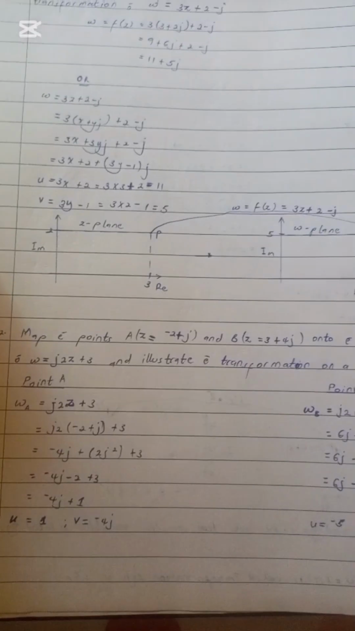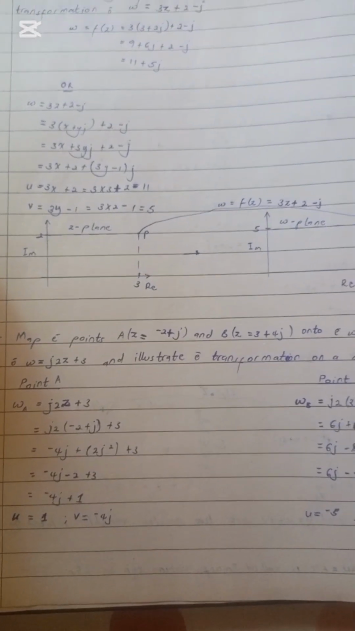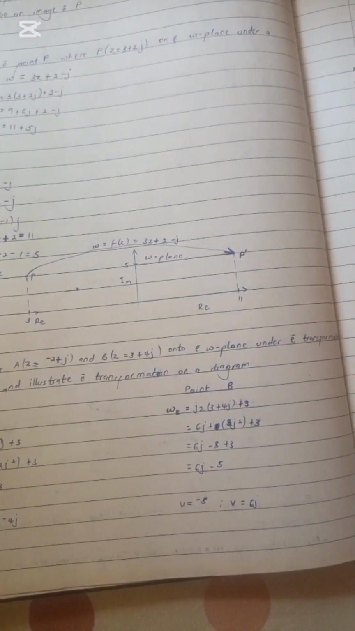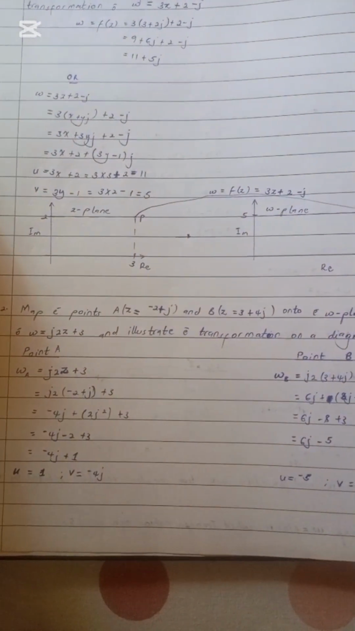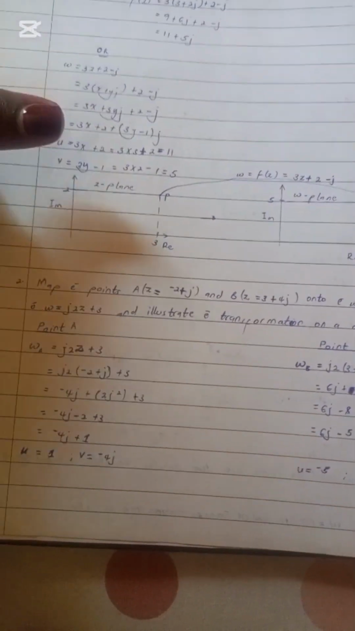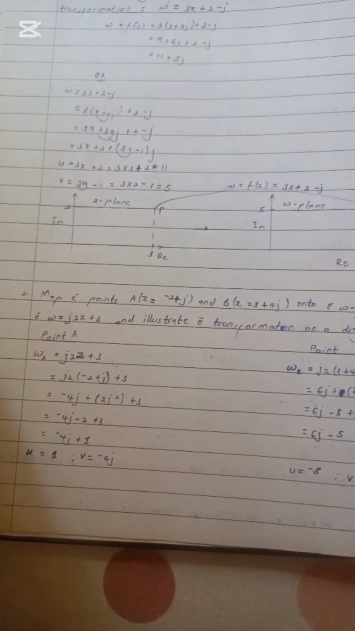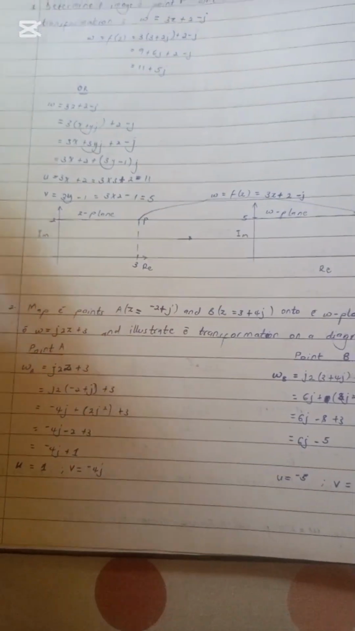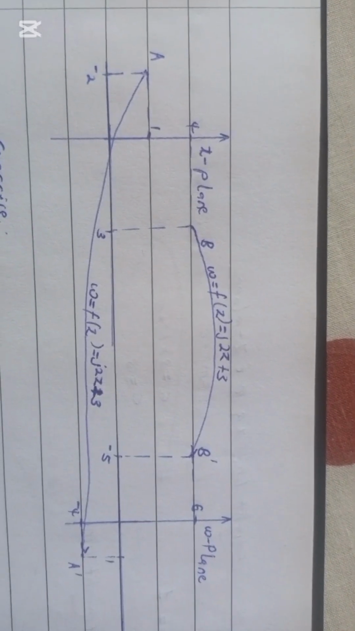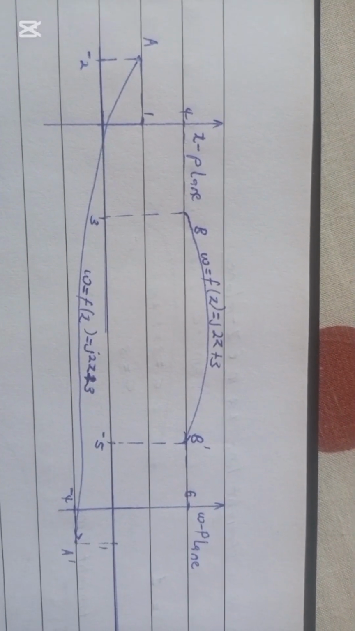Then the second example that we have here is about mapping a point A, which is this, and B onto the W plane under the transformation and illustrating it on a diagram. For this one, you have to first find the two points separately. The U and the V values for the two points, find them separately. As I found them, you plot them. This is the diagram on which I plotted it.